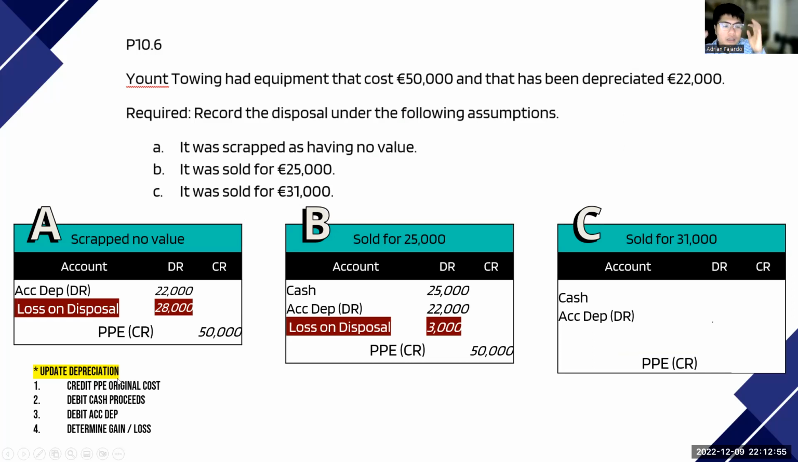So again, ano yung format? Paulit-ulit, right? Credit PPE at original cost, 50,000. Debit cash proceeds of 31,000. Debit ACDEP of 22,000. Sana yung may kulang sa credit side of 3,000. Credit revenue. Credit gain on sale. Right? So credit 3,000. So 3 scenarios look different, but the way we journal entry is the same.